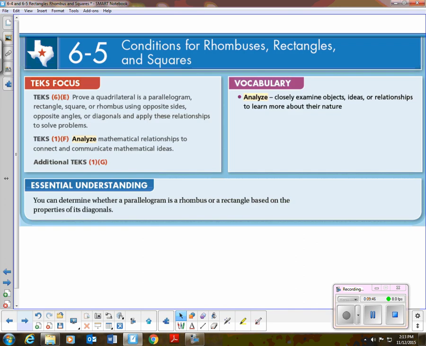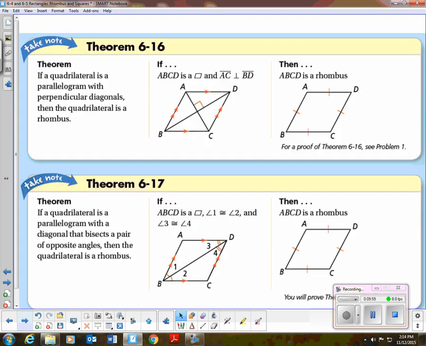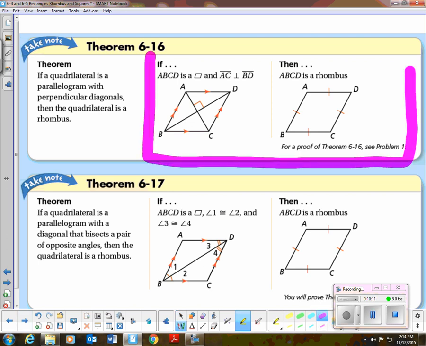We want to be able to prove that a figure is a rhombus, rectangle, or a square. Okay? And so this can be done using some of the properties that we know about diagonals. So in this theorem here, it says if a quadrilateral is a parallelogram with perpendicular diagonals, then that quadrilateral is a rhombus. And so remember to go ahead and get this into your notes. Okay, so get that into your notes. So if you got a parallelogram, diagonal perpendicular, it has to be a rhombus. So even if I don't know the side lengths, I know it will be a rhombus.